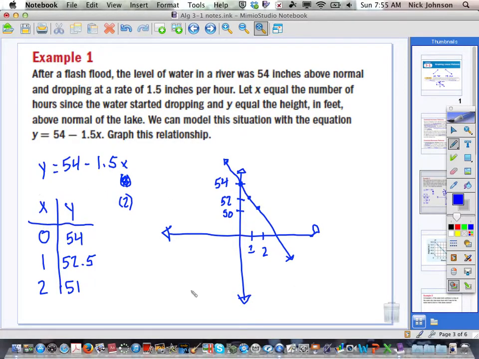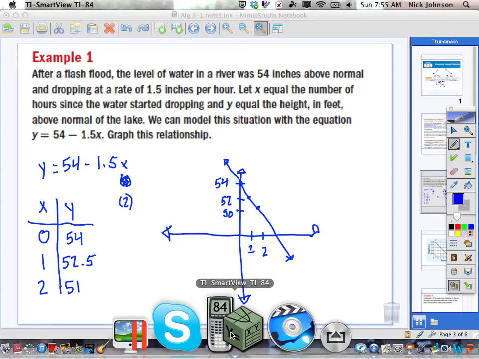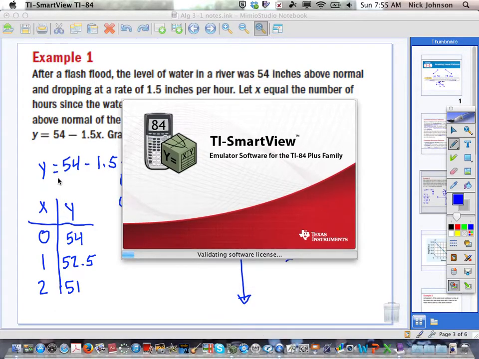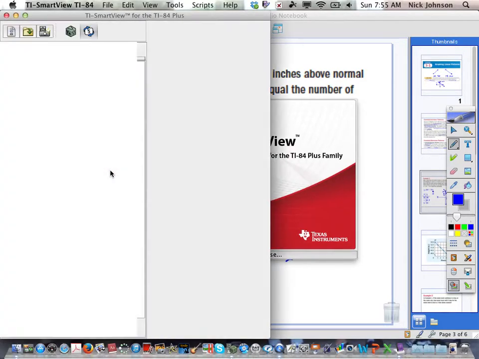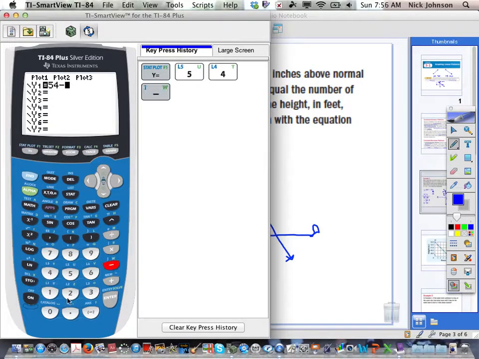Like I said, my picture's not very good. But you could also type this into your calculator, and let me show you that real quick. Sorry I don't have it pulled up. You're going to have to give me 1 second here. But all I have to do is type this into my y1. This y equals 54 minus 1.5x. All I have to do is plot that into my y1. And I'm going to show you how easy that is. So if I type in 54 minus 1.5x, okay, I hit graph.